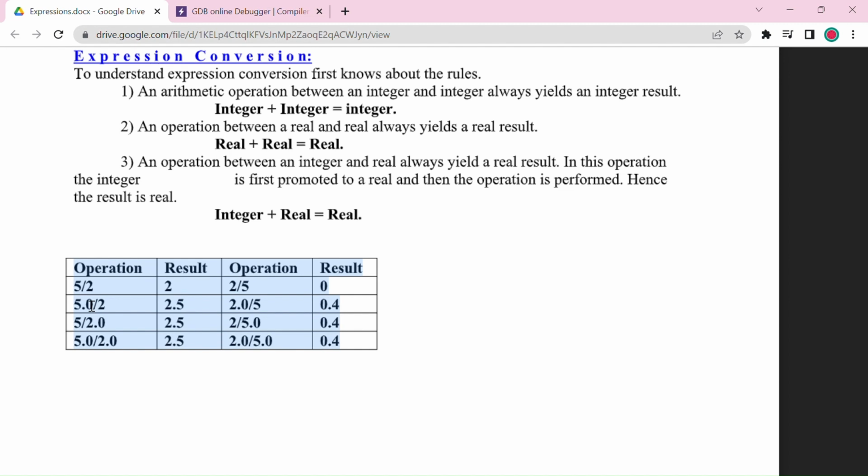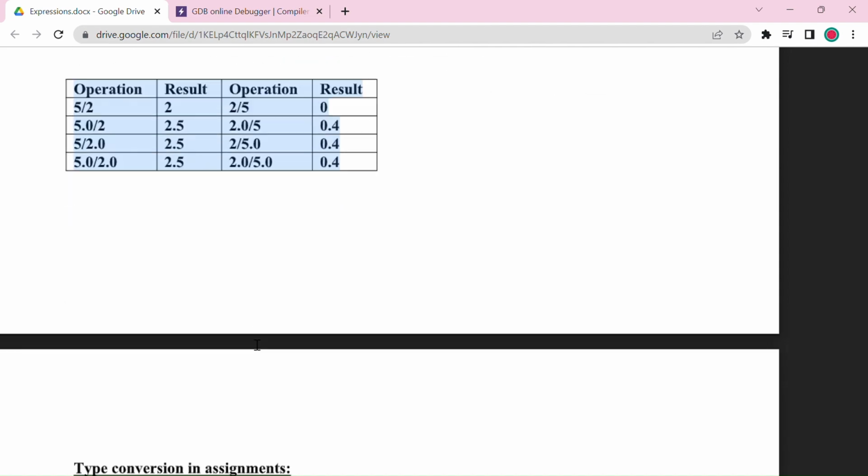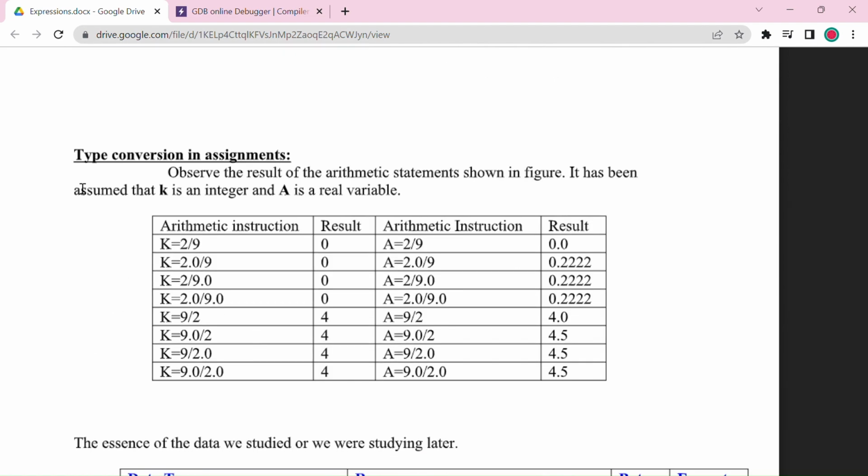As you're doing both integers, 5 divided by 2 is going to give you 2. And then we have these different operations, okay? If you're using a float and an integer, it's going to give you a float, okay? So this is something you can consider. Now we have type conversion in assignments, okay? So observe the result of the arithmetic statements shown in the figure. It has been assumed that k is an integer and a is a real variable. So this is an integer, k, and this is a real variable, okay?